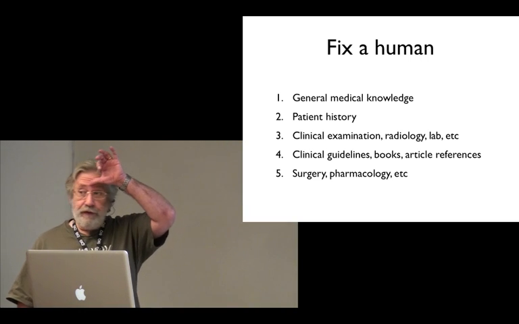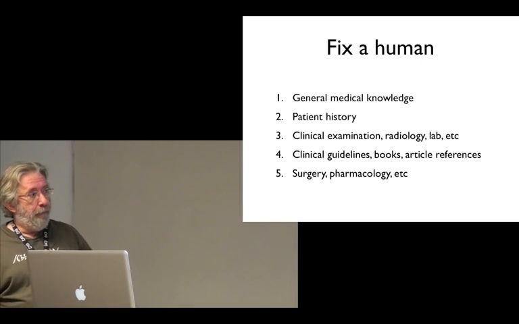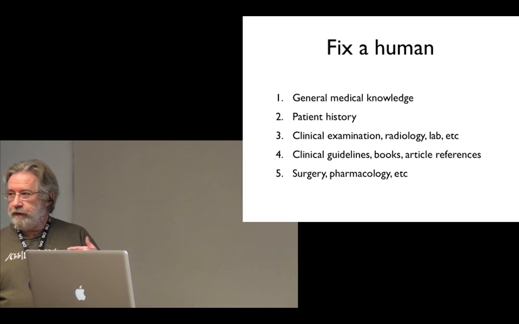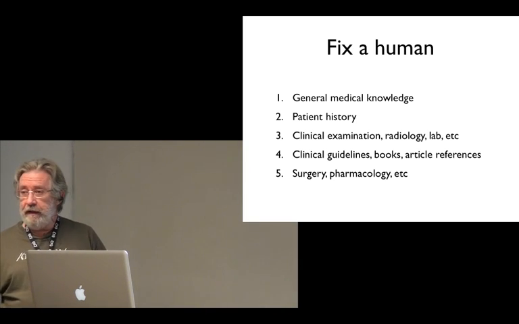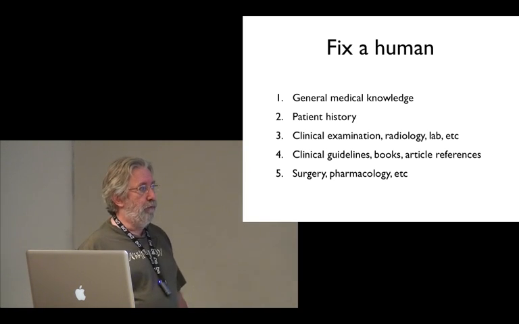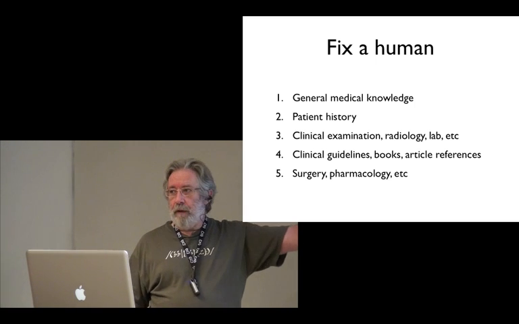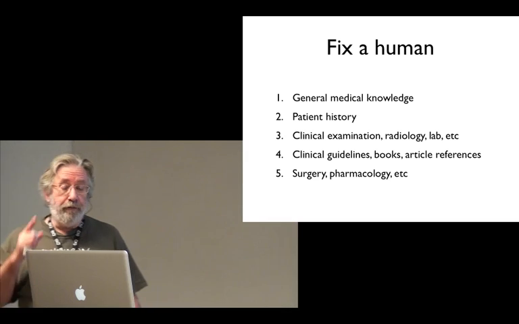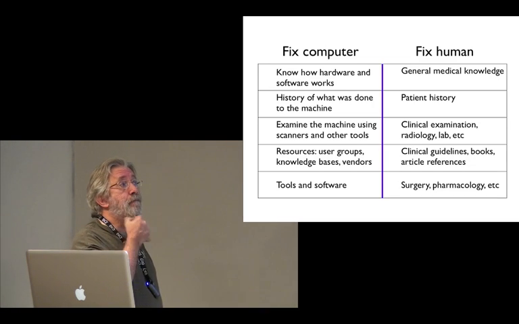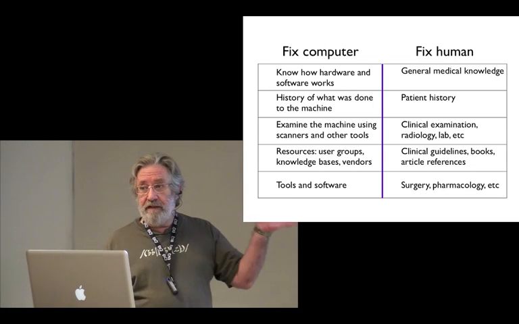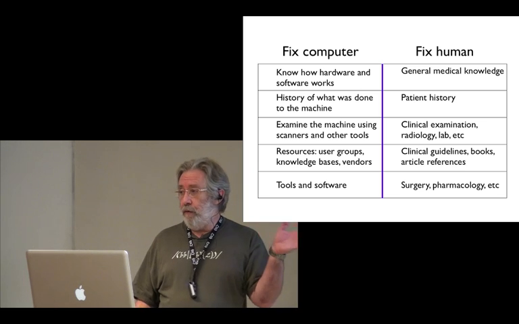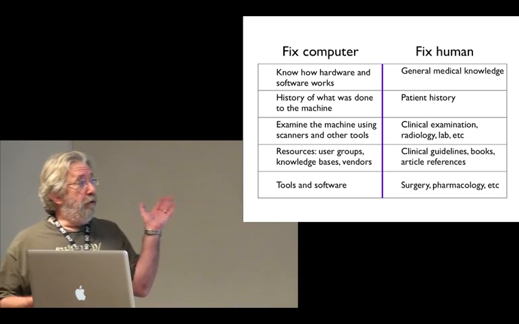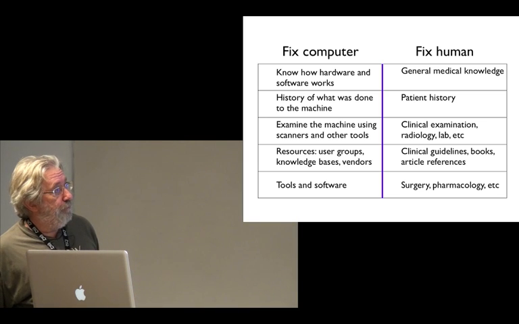3rd is you examine the patient. Same thing as checking the computer. 4th is you go to clinical guidelines, articles, books, and so forth, find out what has happened recently, epidemiology, news, and so forth. And the 5th step, do something about it, is give him a prescription or operate on him or something. Now, if you put these next to each other, the parallel is clear, right? This is the general process. People fix anything. Right?